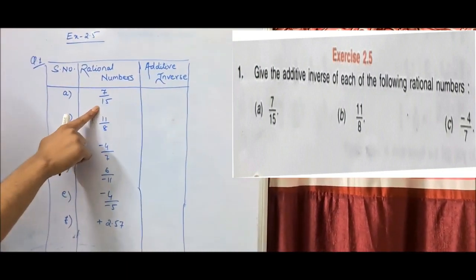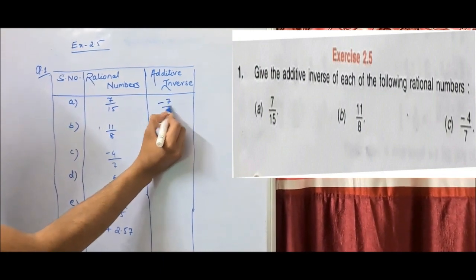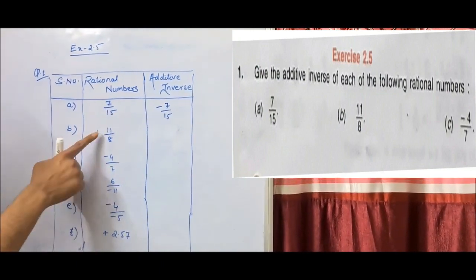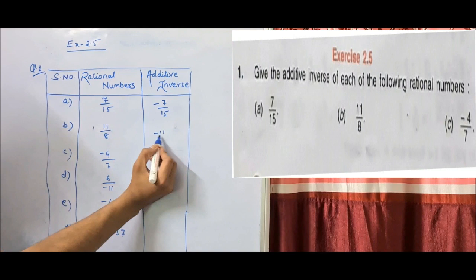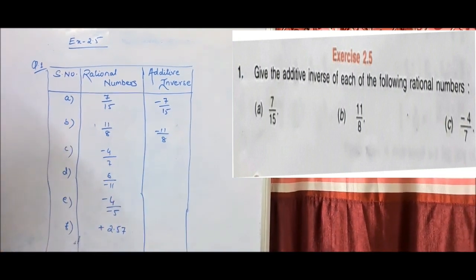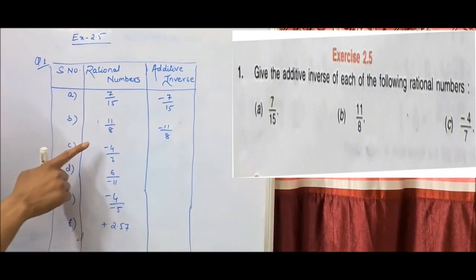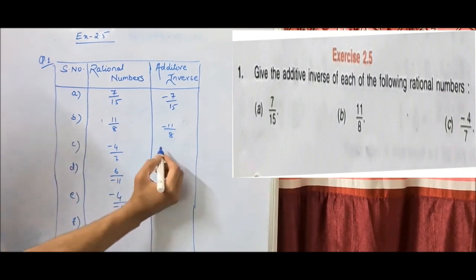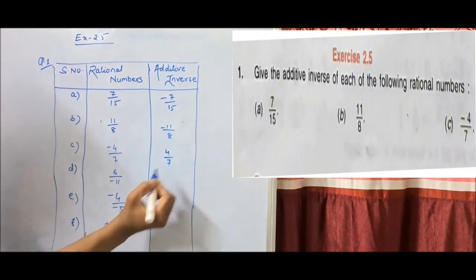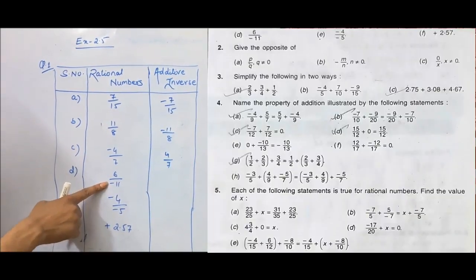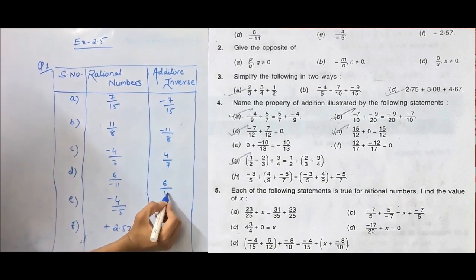Here it is a positive rational number, so the additive inverse will be minus 7 by 15. Here also it is a positive rational number, so the additive inverse will be minus 11 by 8. Here it is a negative rational number, so the additive inverse will be plus 4 by 7. Here also it is a negative rational number, so the answer will be 6 by 11.